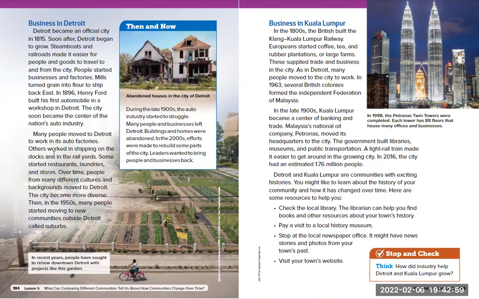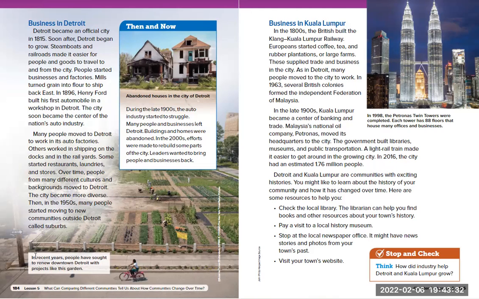The city soon became the center of the nation's auto industry. Many people moved to Detroit to work in its auto factories. Others worked in shipping on the docks and the rail yards. Some started restaurants, laundries, and stores. Over time, people from many different cultures and backgrounds came to move to Detroit. The city became more diverse. Then in the 1950s, many people started moving to new communities outside Detroit called suburbs.